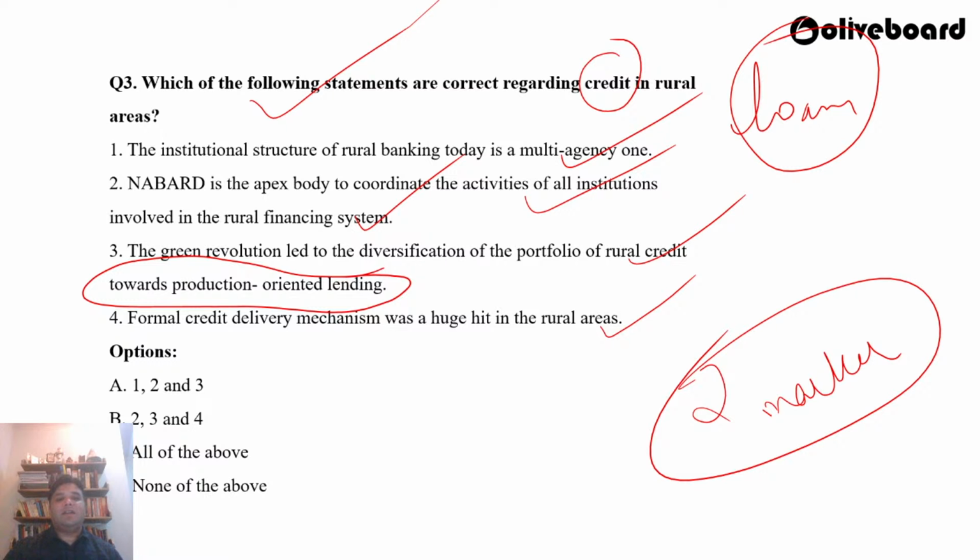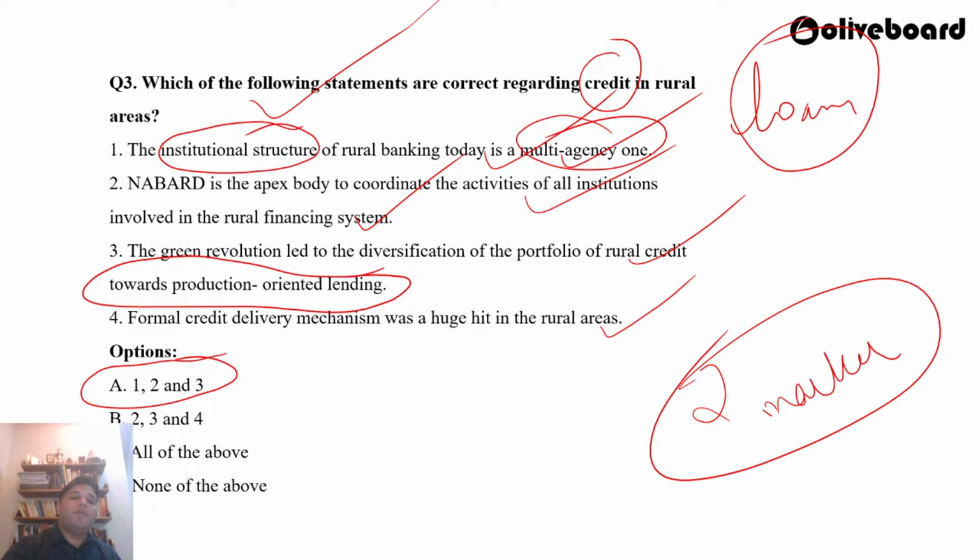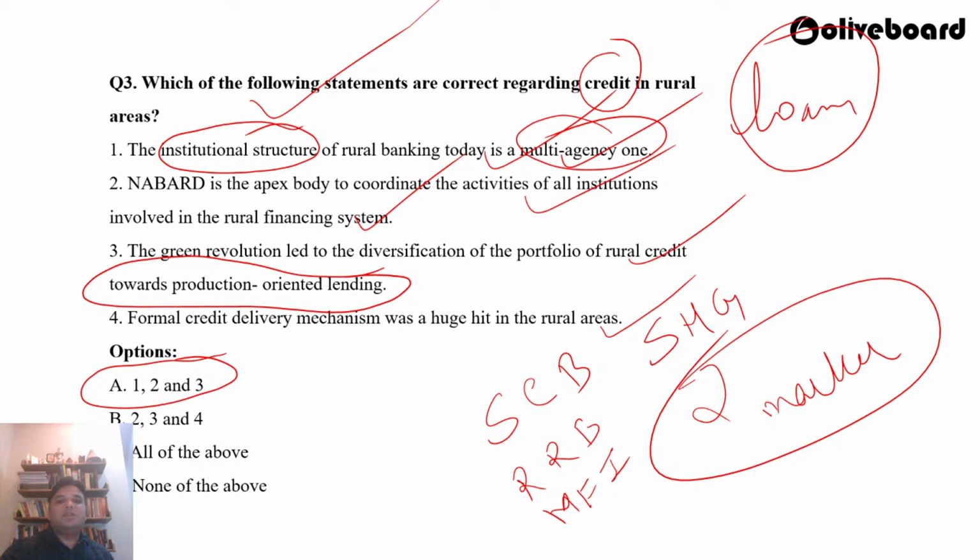So let's take a look at the answer. The answer is A, 1, 2 and 3. Let me shed some more light on these statements. The institutional structure of rural banking today is a multi-agency one. Institutional structure means the formal structure. So in the formal structure of rural banking, we have the scheduled commercial banks, the regional rural banks, the microfinance institutions, the self-help groups. So of course it's a multi-agency one, right?